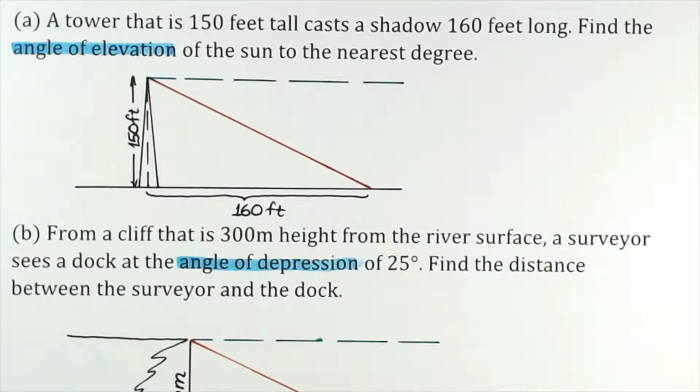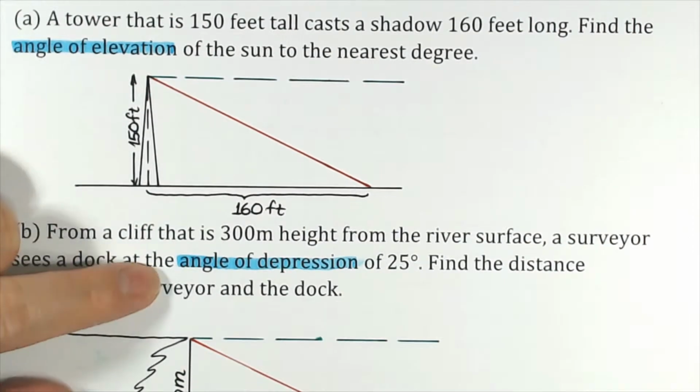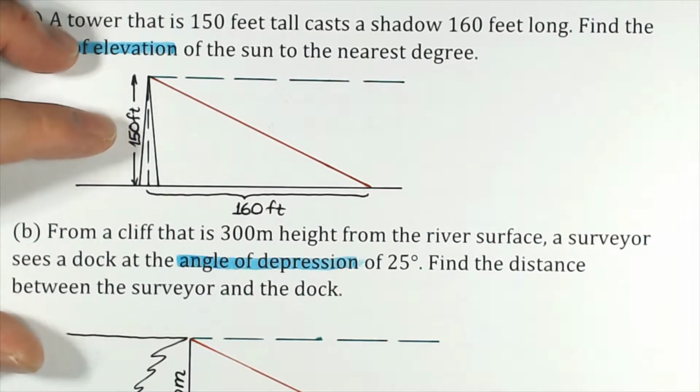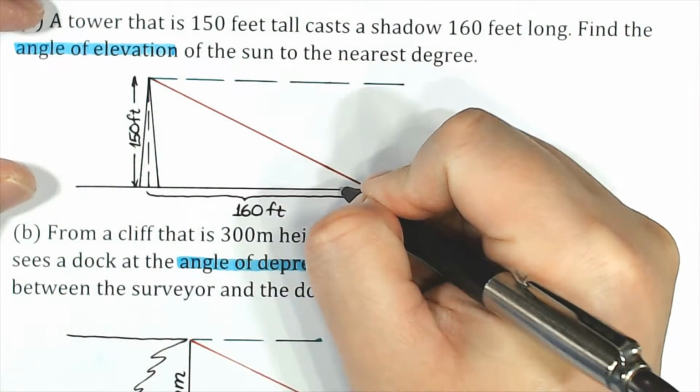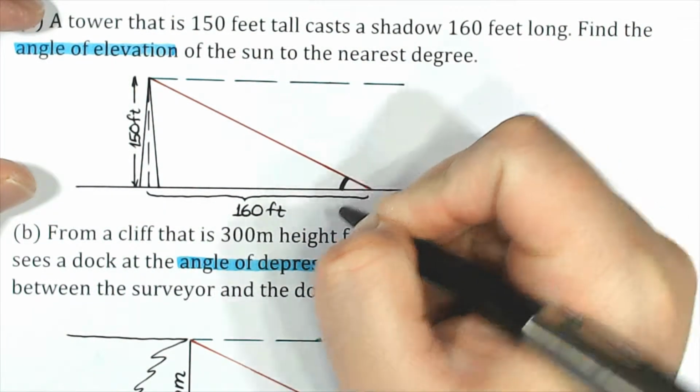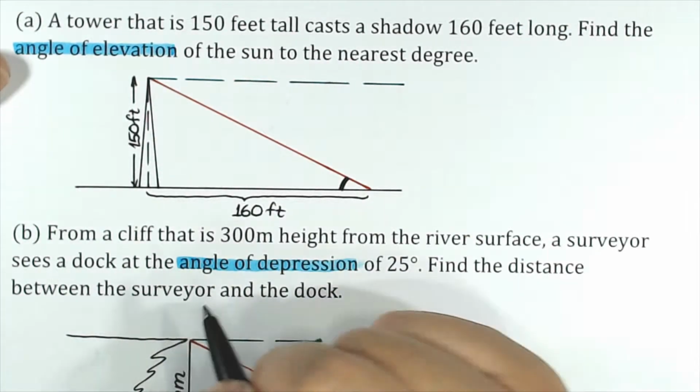We have two problems dealing with angle of elevation and angle of depression. Angle of elevation is where we're looking up at an object from the horizontal. So in this case, this is going to be the angle of elevation.